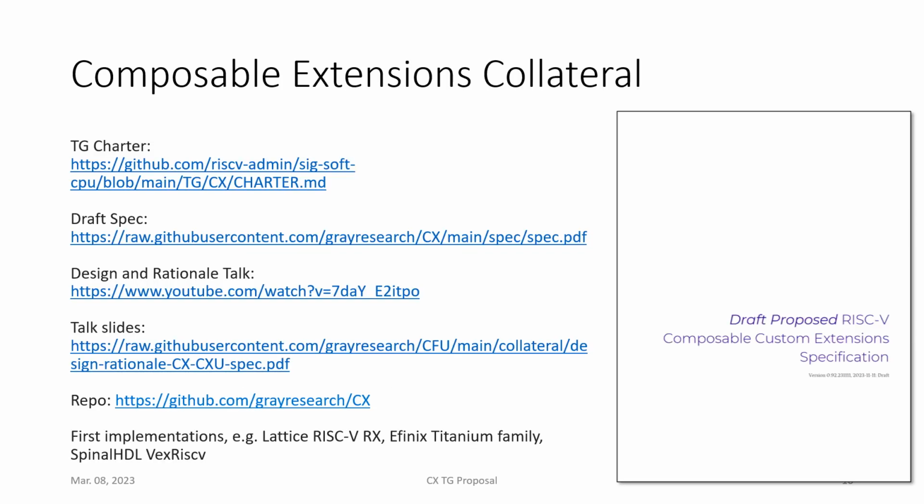At the formation of the task group, we submit the following collateral prepared by the SIG over several years of design iterations: the task group charter, a proposed specification of the extension and interfaces, including copious introductory material and rationale, a recording of a design and rationale talk introducing the proposed spec, a repository of work in progress, including the spec and implementations of various composable extension unit hardware modules. Also note there are several new products implementing an early version of the CXU logic interface, both in soft and hard processor cores.